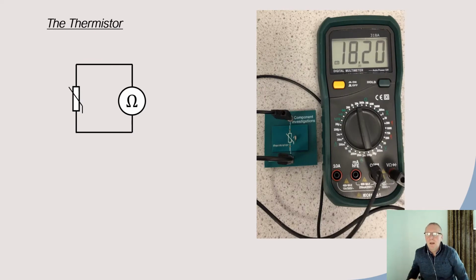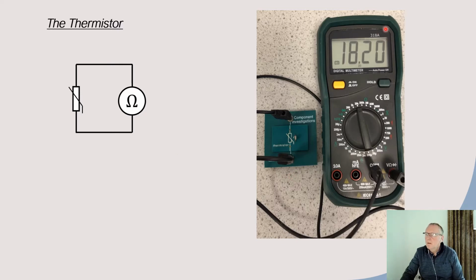I'm going to do the same thing for the thermistor. So this is a resistor, remember, which is sensitive to temperature, so its resistance depends on temperature. Again, same circuit as previously. I've got the ohm meter connected straight across the thermistor, and all I'm going to do in this video is heat up the thermistor by putting my fingers around it. That's the wee thermistor there, and I'm going to heat it up and we'll see what happens to its resistance.